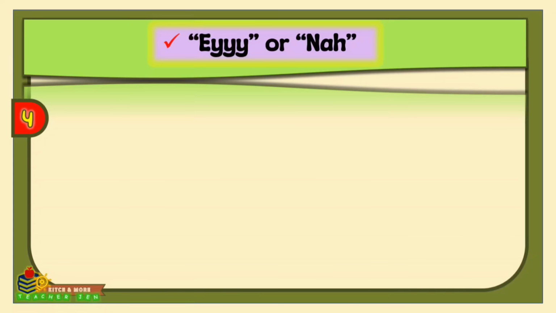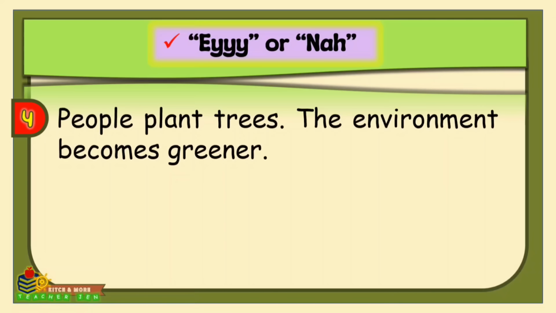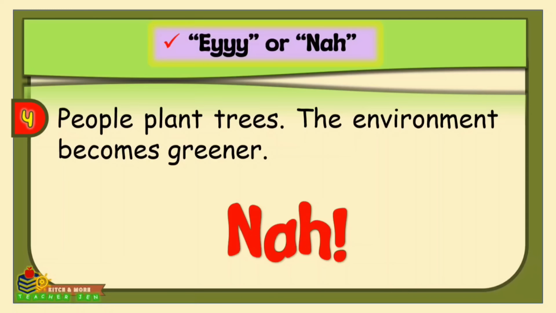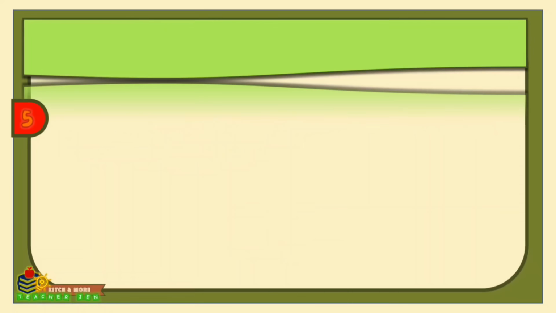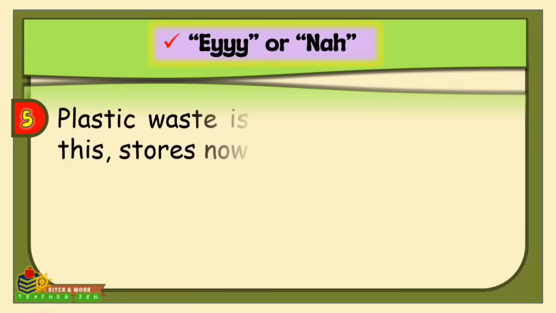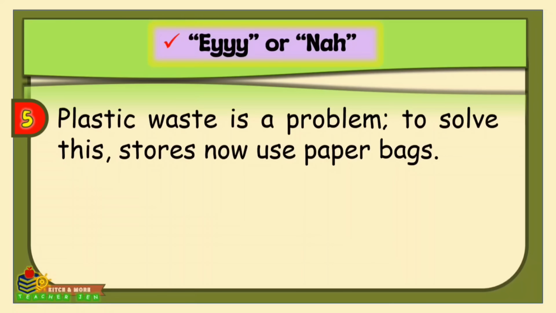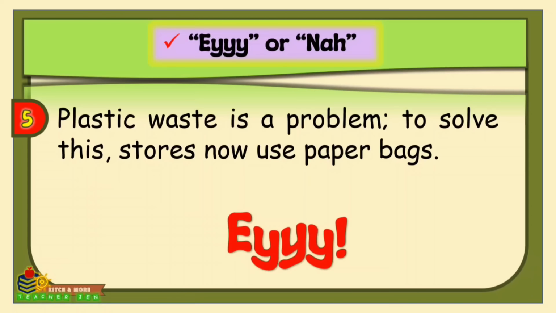Fourth one, people plant trees. The environment becomes greener. Nah, there is no transition marker used in this statement. Next, number 5. Plastic waste is a problem. To solve this, stores now use paper bags. That's right! A! And the transition marker used is to solve this.